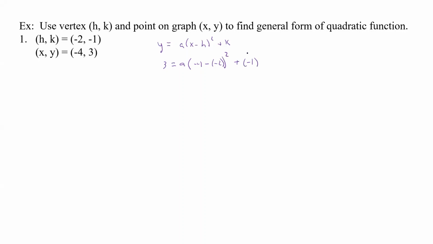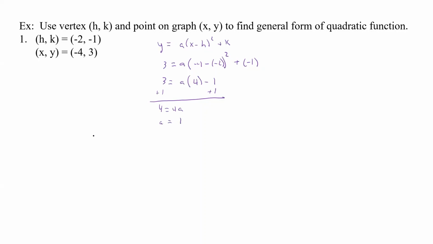All right. So simplifying that, we have 3 equals a times, here we have negative 4 plus 2, so that's negative 2 squared, so that's going to be 4. And so then that's going to be minus 1, so if we add 1, we have 4 equals 4a, so a equals 1.